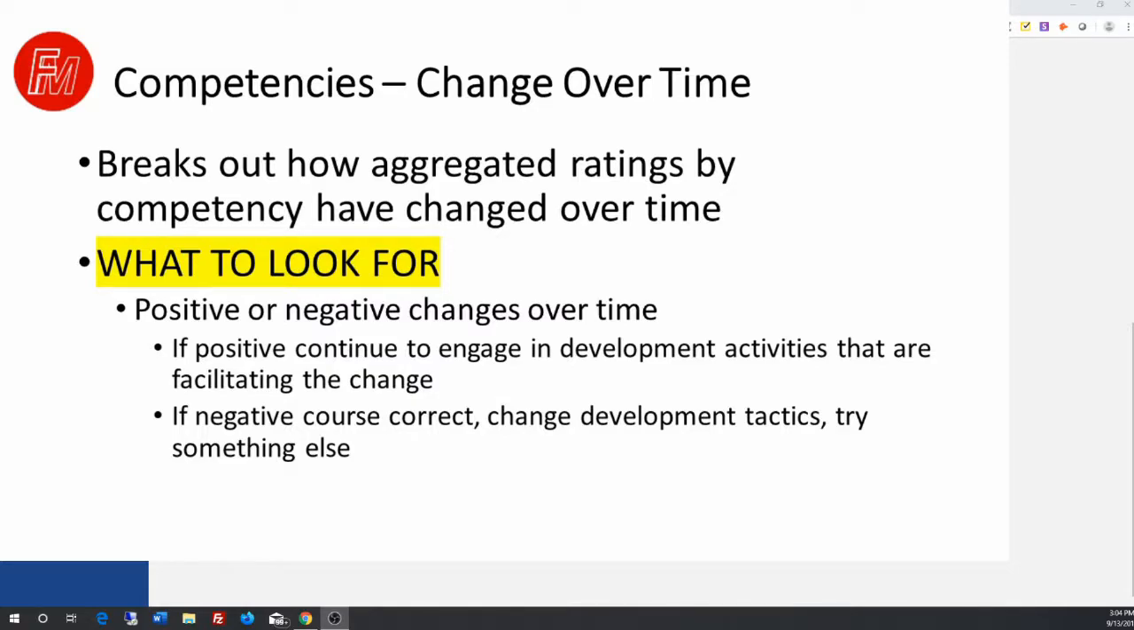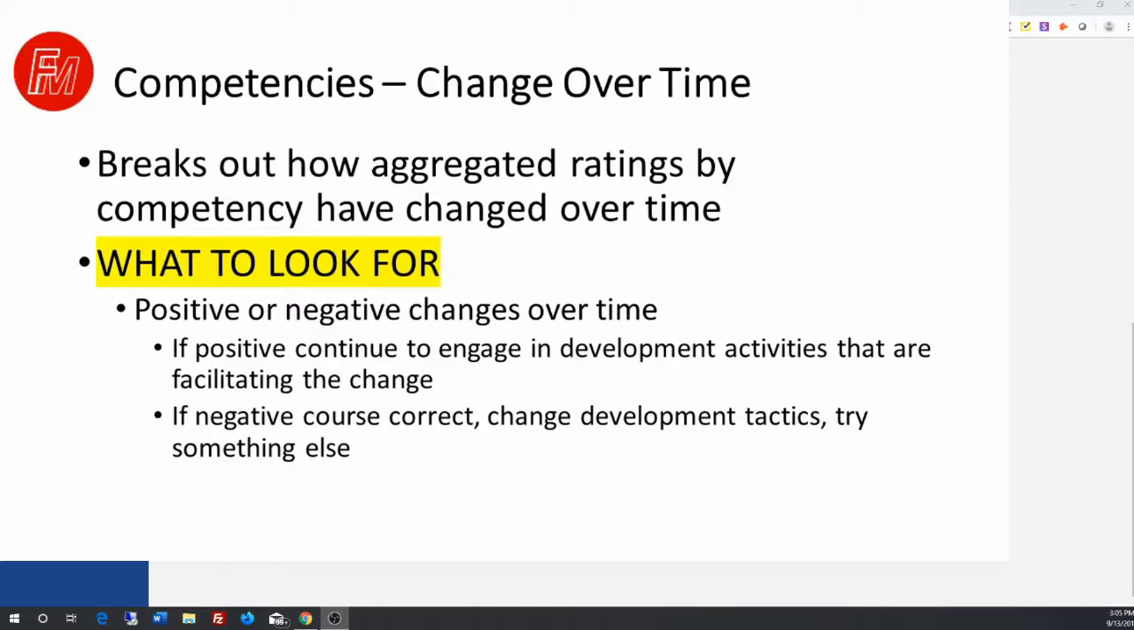And so what you want to look for is really positive or negative changes over time. So if you see positive changes, what that indicates is that whatever you're doing from a development standpoint, it's working, and that you want to keep doing that because it is facilitating change.